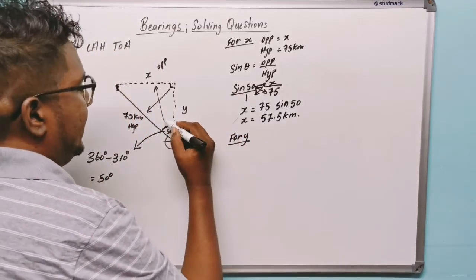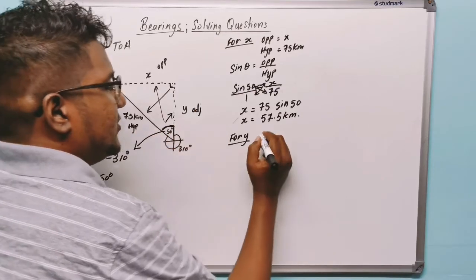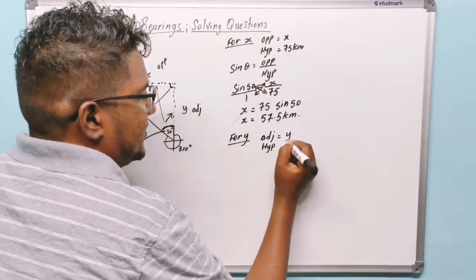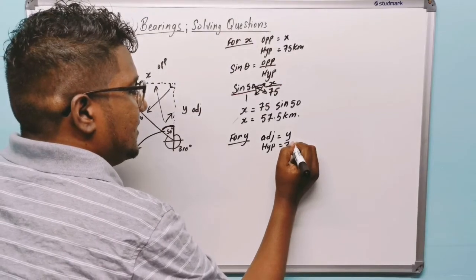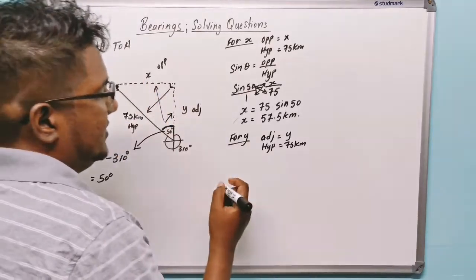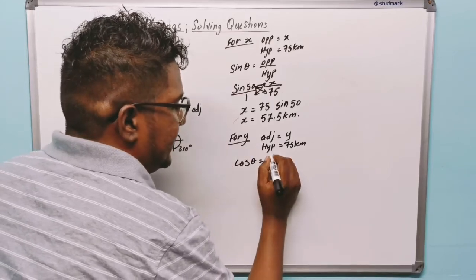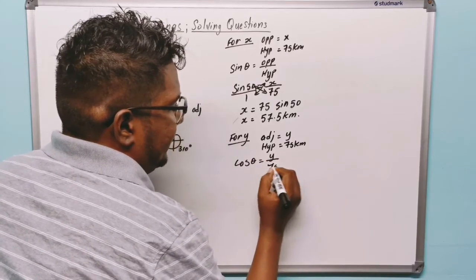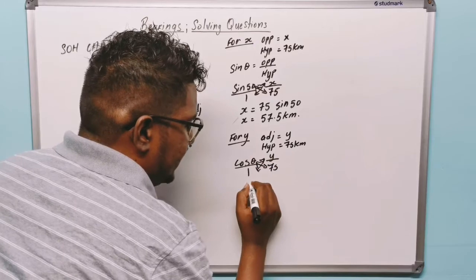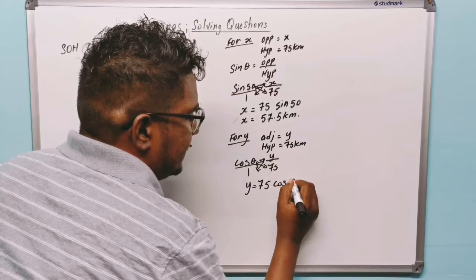Now if I'm standing here, this becomes my adjacent side, and this is the hypotenuse. So we're working with adjacent and hypotenuse. The adjacent side is y, the hypotenuse is 75 km. So adjacent and hypotenuse would be cos. So cos theta is equal to the adjacent side, which is y, over 75. We put this over 1 and then we cross multiply. y times 1 is going to give me y. 75 times cos theta is going to give me 75 cos theta.